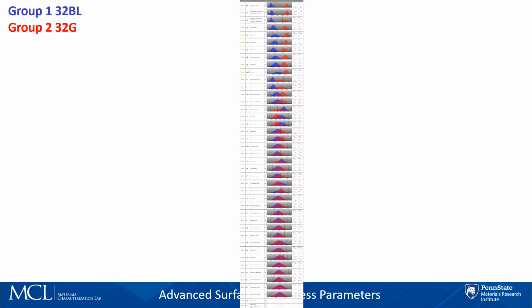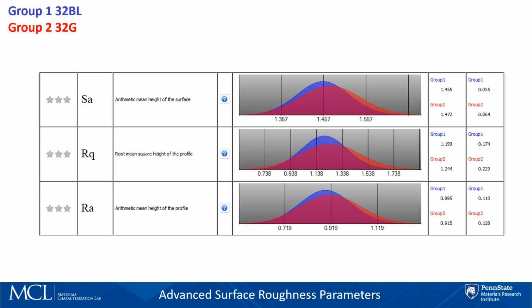So the worst parameters are actually average roughness, RQ, and right above SA in this list was SQ as well, and things like that. So essentially, average roughness and RMS roughness tell us nothing as far as differentiating these two samples. Now, what is telling us a difference?